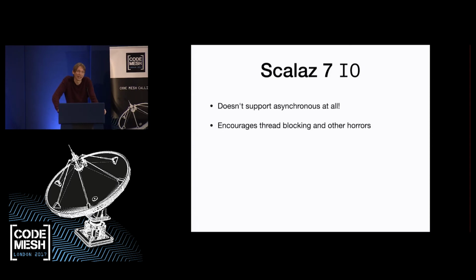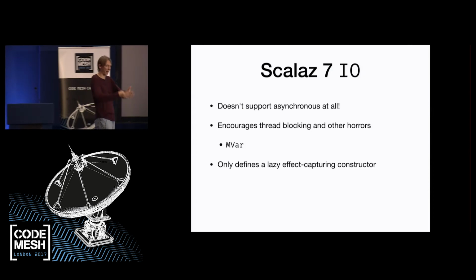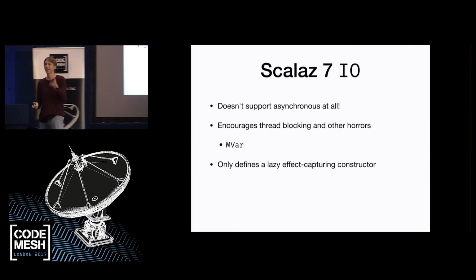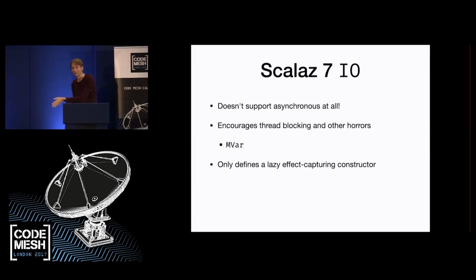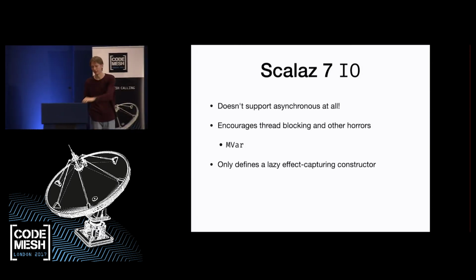And because of this, it encourages you to do things like block threads, right? So remember, I talked about mvar in Haskell. If you naively port mvar to the JVM, you're literally just going to block a thread and wait for a value from some other thread. And unlike on GHC, that is not cheap. And Scalaz 7 just kind of pushes you to do this.